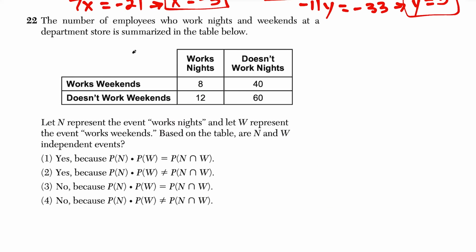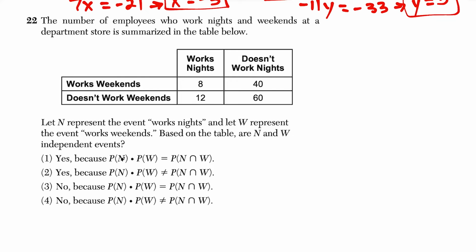Question 22, the number of employees who work nights and weekends at a department store is summarized in the table below. Let n represent the event works nights and let w represent the event works weekends. Based on the table, are n and w independent events?